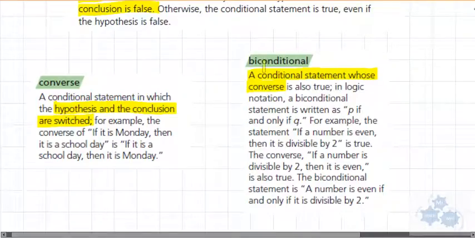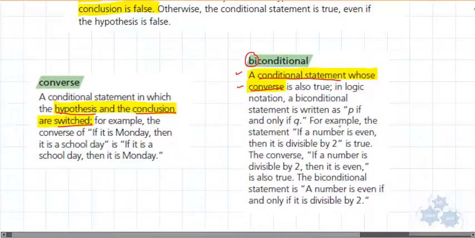So when we talk about a biconditional statement, it means that the original conditional statement and the converse are both true. Bi means two. So the hypothesis and the conclusion are switched. That's the converse. And a biconditional statement is when both are true.